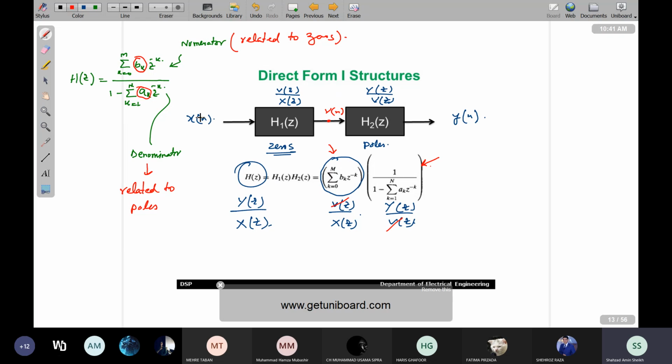Okay? If this is the situation, I will be breaking up this system into two. The first portion is the numerator of the system, which is H1(z), associated with the zeros, and the second system is the denominator, which is H2(z), associated with the poles of the system. As a result, you will be implementing your Y(z) over X(z). So you are essentially cascading both of the systems. One is associated with the numerator and the second one is associated with the denominator. So this is my direct form 1 structure.